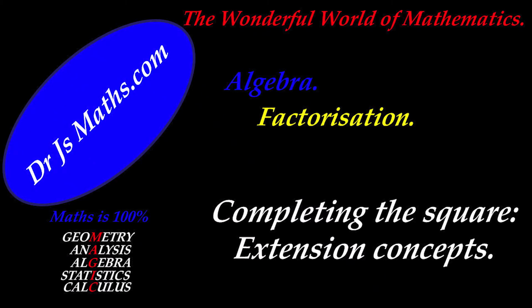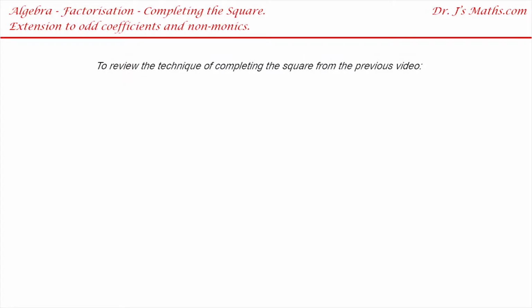Hi again, welcome back. In this video we extend our technique for completing the square to two special cases. First, where the coefficient of x is an odd number, and second, where the quadratic is a non-monic. Neither case has any specific difficulty associated with it. We just need to know what to do in both cases. We will begin by reviewing the technique of completing the square from the previous video.